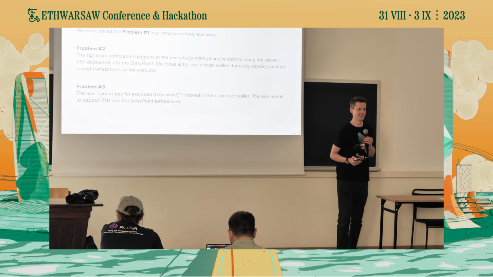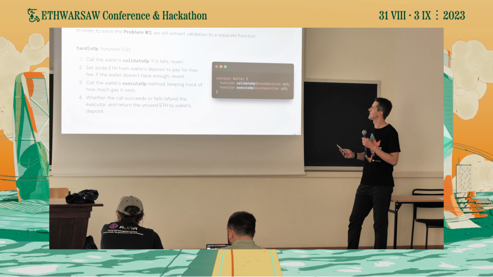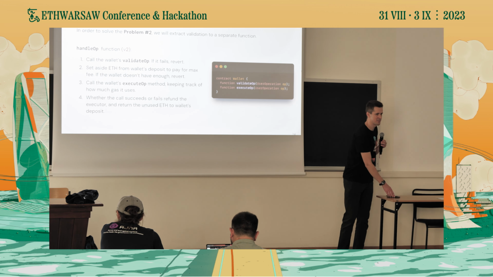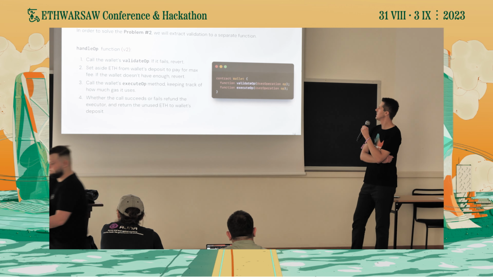Okay, let's go further. Let's take another attempt at this scheme. So what we will do is we will extract validation from execution. So we introduce a new method to the wallet contract called validateOp, and we will change the implementation of handleOp in entry point. So now what the handleOp does, it first calls the validateOp. If it fails, you stop execution.